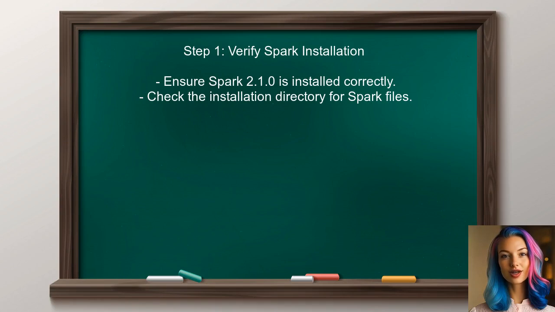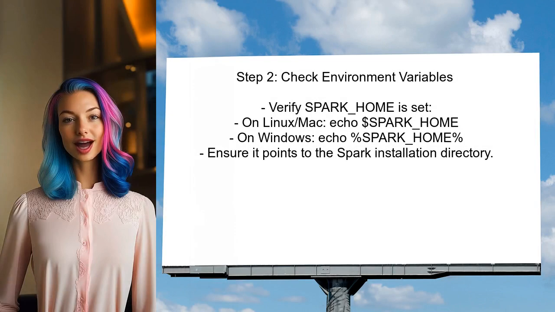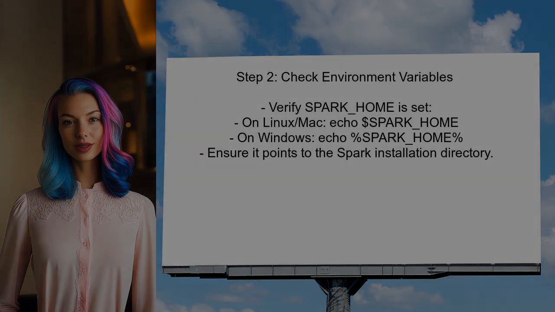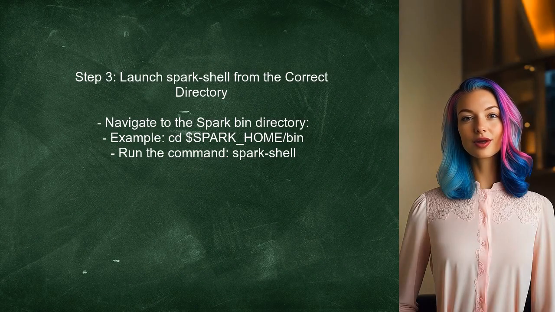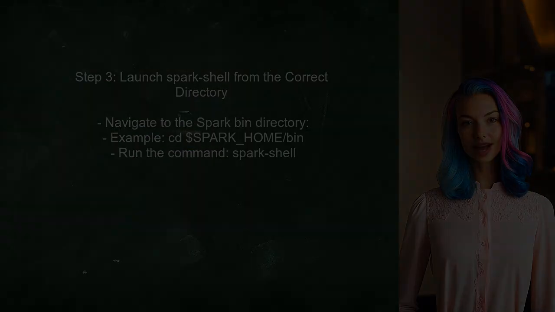Spark version installed. Spark 2.1.0 should be compatible, but it's important to verify the installation. Next, the user should check if the Spark environment variables are set properly. This includes the SPARK_HOME variable, which should point to the Spark installation directory. After confirming the environment variables, the user should ensure that they are launching the Spark shell from the correct directory. It should be run from the Spark installation's bin directory.